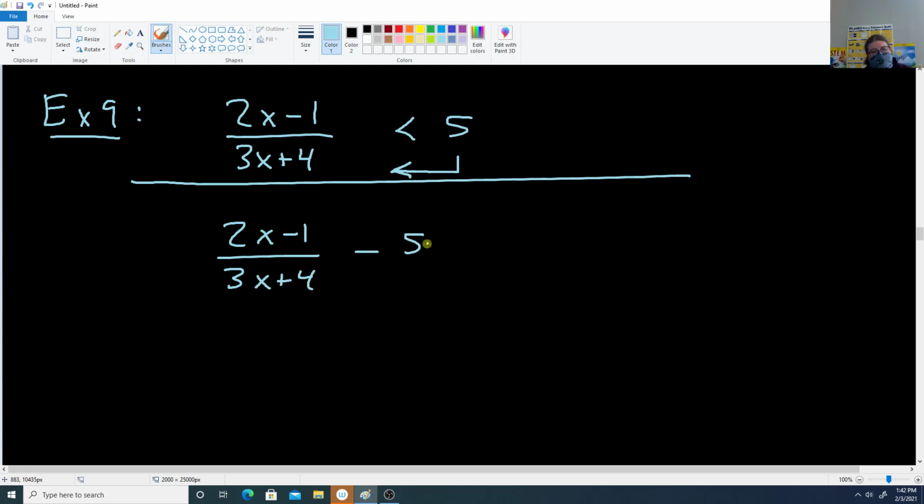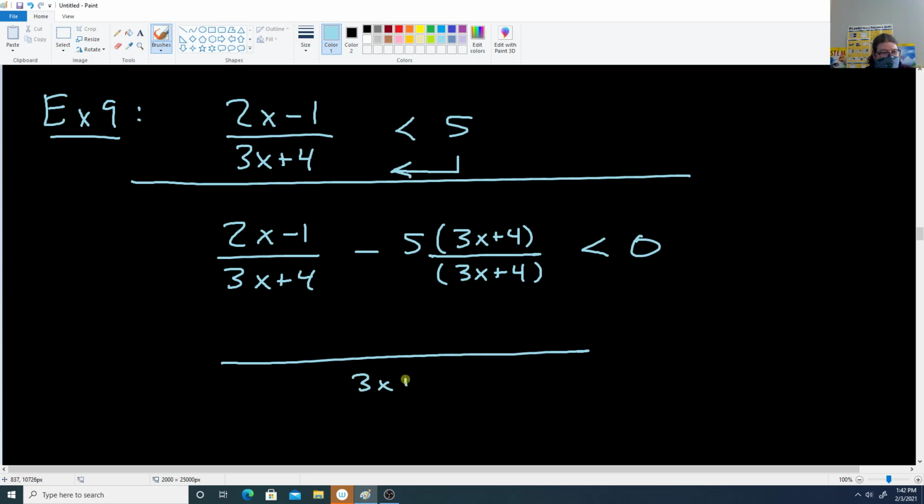I'm going to need to find an LCD, so I'm going to give myself a little bit of space and put the inequality out there. And what's going to go in here is going to be a 3x plus 4 over a 3x plus 4. So when I combine these up, I get 3x plus 4 there. We get 2x minus 1. And the negative 5 here is going to distribute. So we'll get negative 15x minus 20.